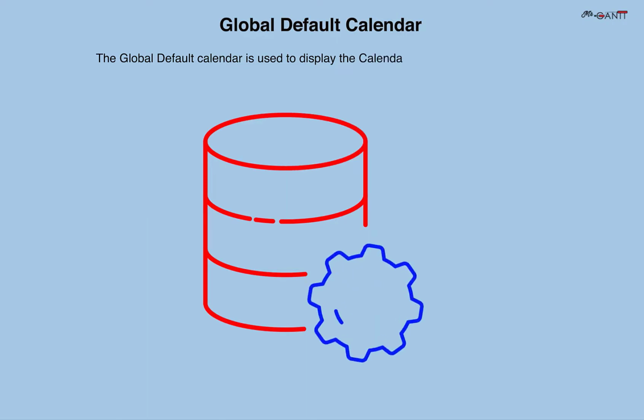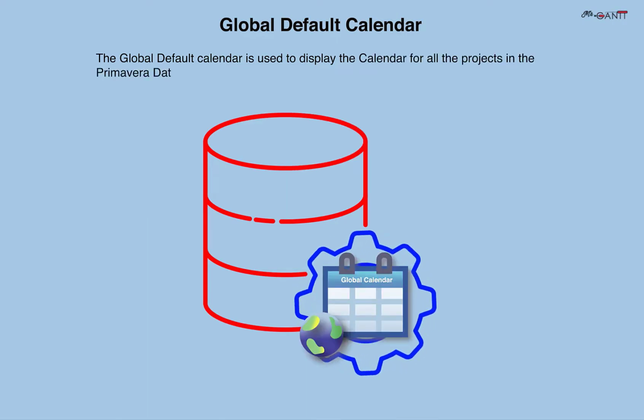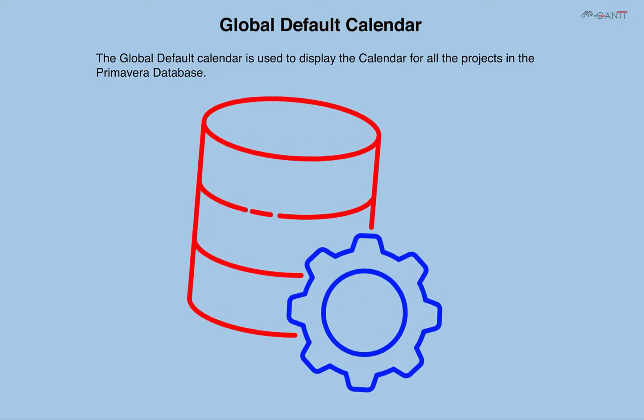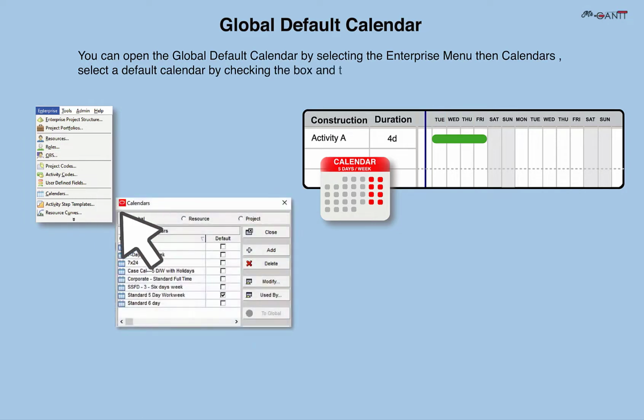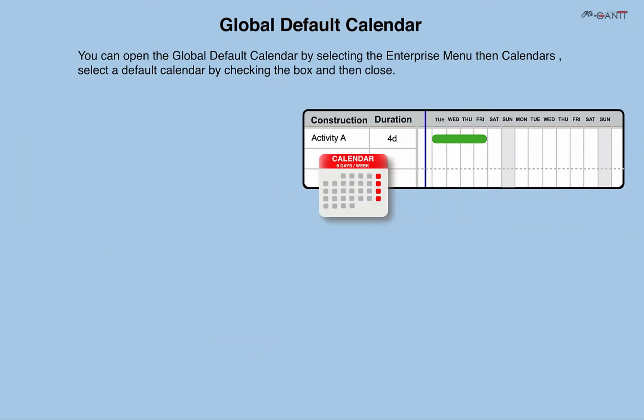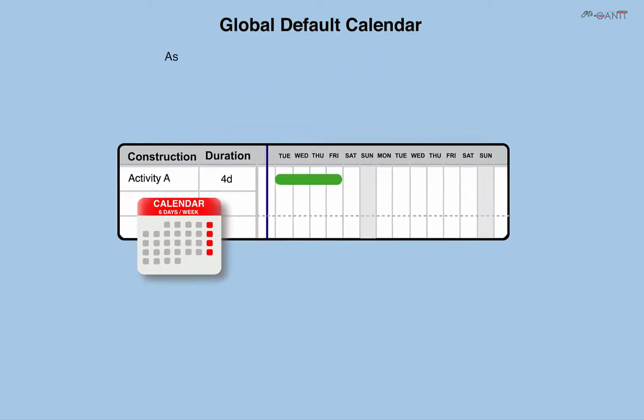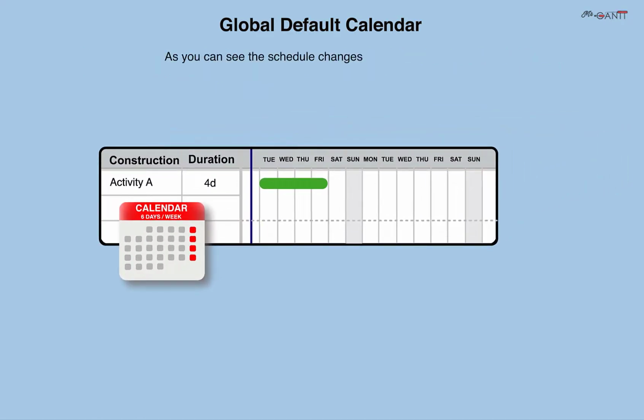Global Default Calendar. The Global Default Calendar is used to display the calendar for all the projects in the P6 database. You can open the Global Default Calendar by selecting the Enterprise menu, then Calendars. Select a default calendar by checking the box, and then close. As you can see, the schedule changes all non-working times.